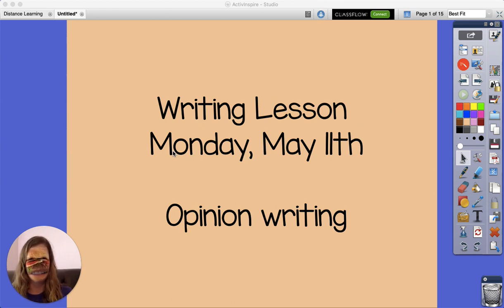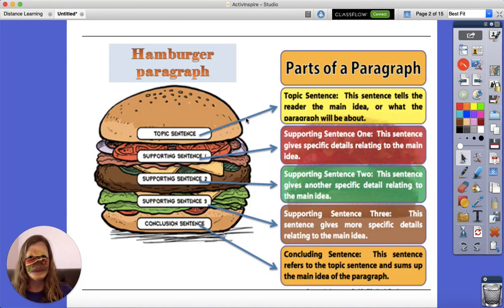Today is Monday, May 11th, and this week we're going to be writing an opinion paragraph, a whole paragraph, because it's almost the end of the year, and why not? Let's do it. So, in my class, when we write paragraphs, we like to write hamburger paragraphs.